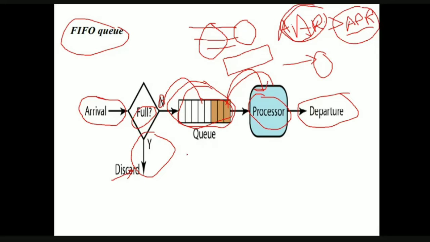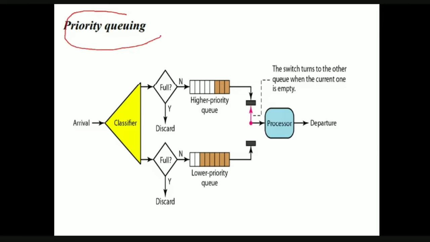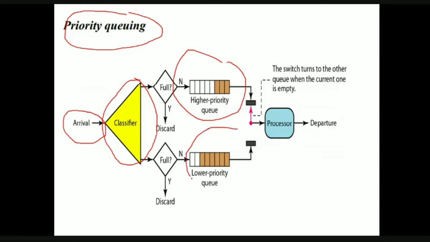Next, the second one is priority queuing. In priority queuing, packets are assigned some priority. The packets arrive from a particular interface, that is, from a particular flow. Now we have a classifier here. This classifier classifies the packets into two categories based upon their priority class. This is one priority class and this is another priority class. This one is a high priority class and this one is a low priority class.